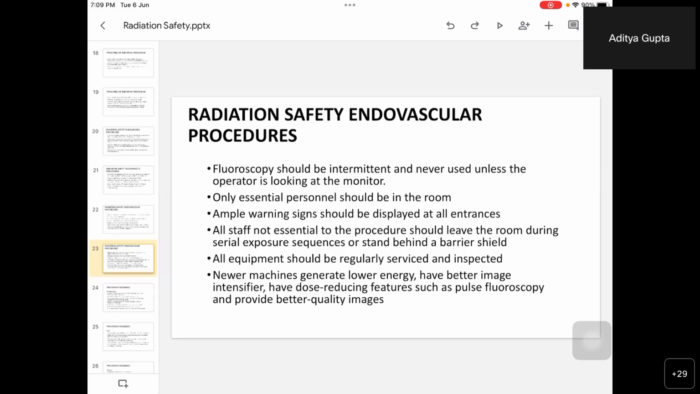And newer machines, which generate lower energy and have better image intensifiers, have dose-reducing features such as pulse fluoroscopy and provide better quality images. They should be used wherever possible.